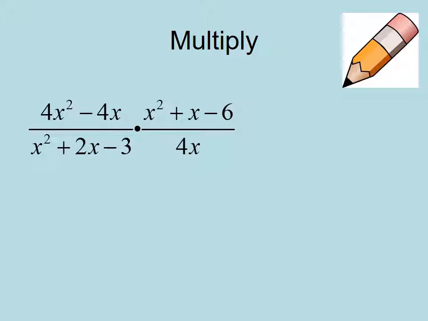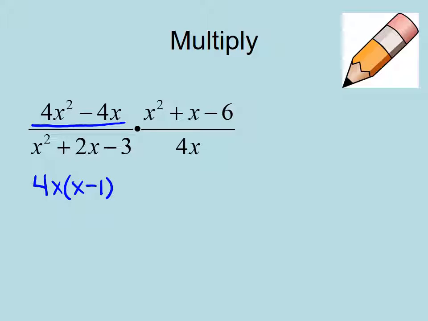Let's break it apart by each numerator and each denominator. If I look at this numerator, I can take out a GCF of 4x. I have x minus 1 remaining. Remember, if you divide something by itself, you still have a 1 there.